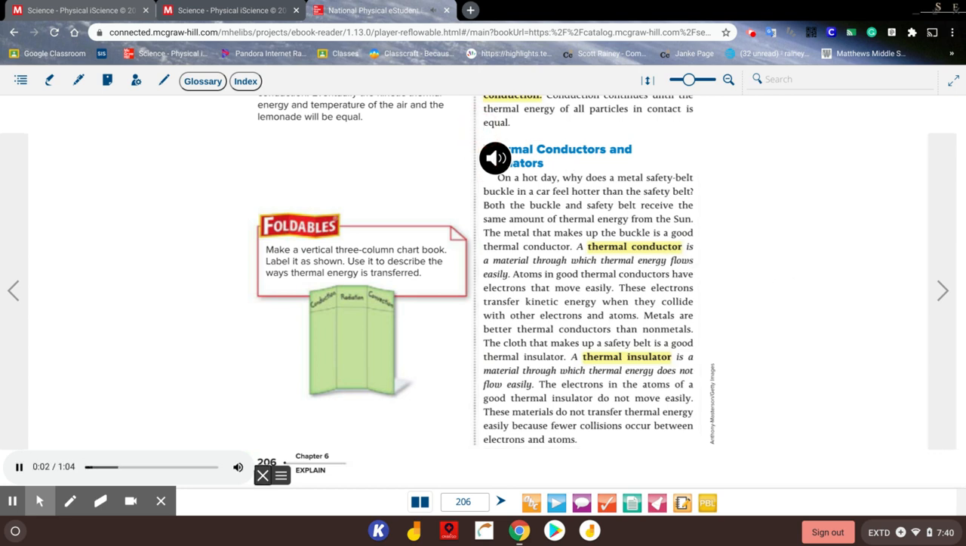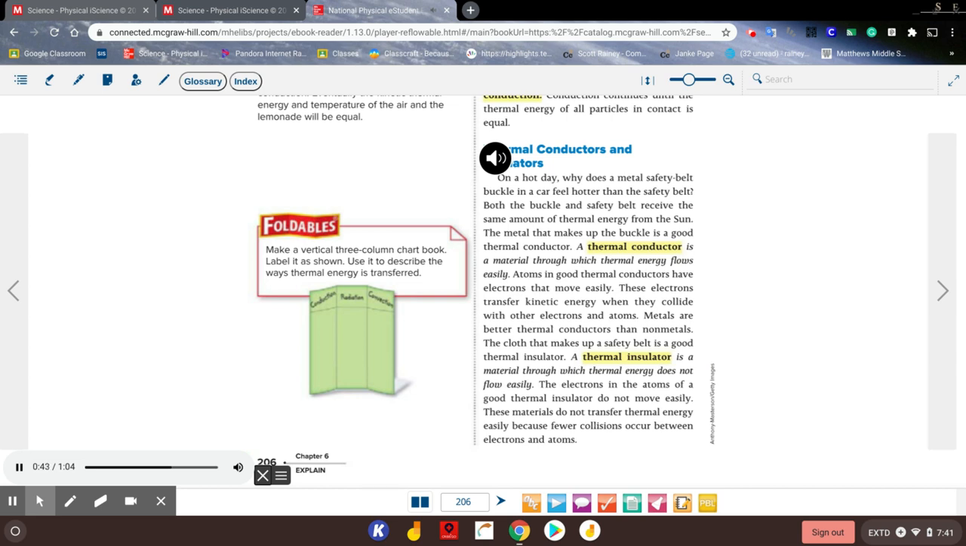Thermal conductors and insulators. On a hot day, why does a metal safety belt buckle in a car feel hotter than the safety belt? Both the buckle and safety belt receive the same amount of thermal energy from the sun. The metal that makes up the buckle is a good thermal conductor. A thermal conductor is a material through which thermal energy flows easily. Atoms in good thermal conductors have electrons that move easily. These electrons transfer kinetic energy when they collide with other electrons and atoms. Metals are better thermal conductors than nonmetals.